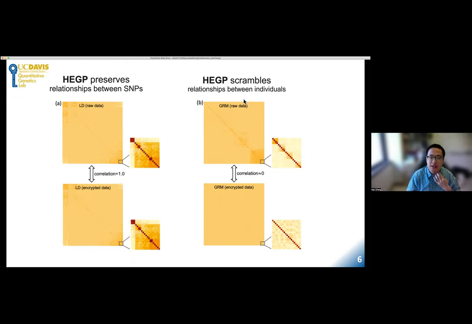Another feature of HEGP is that it really destroys or scrambles the relationships between individuals. We made the genomic relationship matrix using the raw data, and we also made the genomic relationship matrix using the encrypted data. If we zoom in a little bit, you can see they are quite different. And if we calculate the element-wise correlation between these two matrices, the correlation is almost equal to 0. So these are some features of HEGP. The LD pattern we still keep; that's the reason why it works. I will explain more later, but it scrambles the relationships among individuals, which is nice. So it's very hard to leak or share any individual-level raw information.